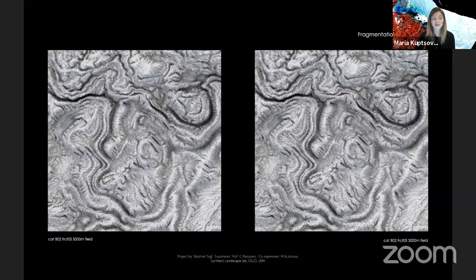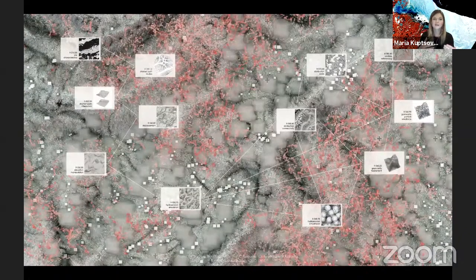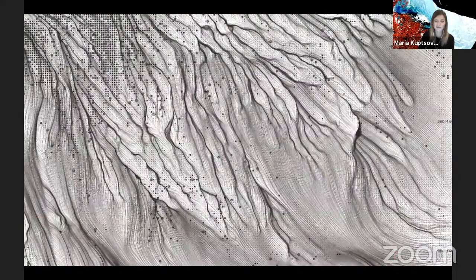And now I'm presenting you the project by Stefan Siegel. It's our diploma student with Claudia Pasquero, who is working and developing the project on the sphere, trying to decode the landscape or code and embed different layers of information within the landscape. Now, in order to understand the pattern, the digital pattern, which is hidden in the physical form.